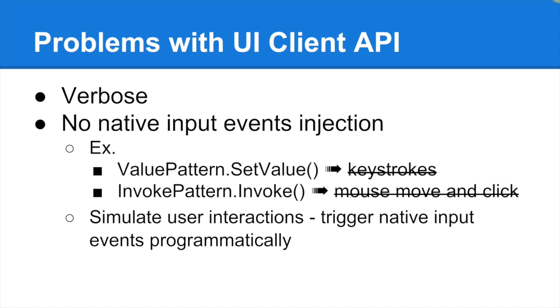The problem with the API is that it's relatively verbose, and the API alone is not able to inject native input events. For example, the setValue method does not trigger keyboard events, and the invoke method does not move the mouse pointer and trigger a mouse click event. To simulate a user interaction, we have to trigger native input events programmatically.